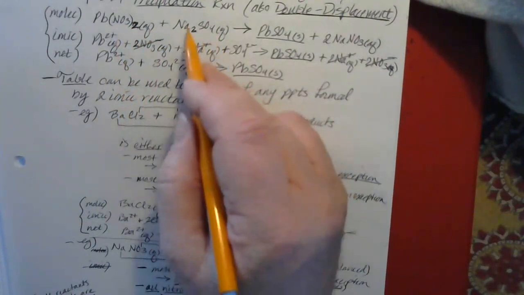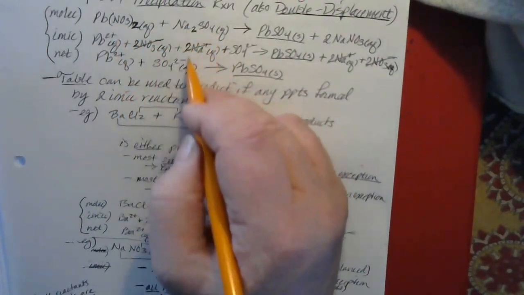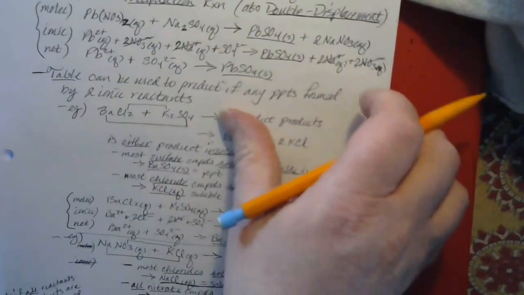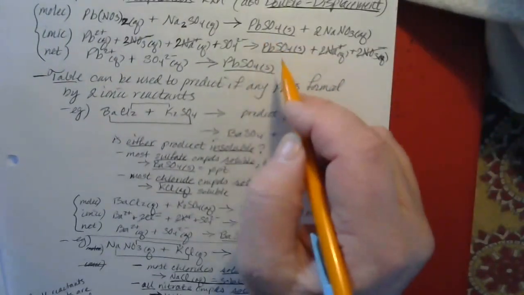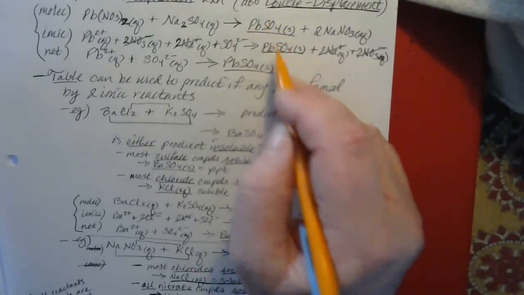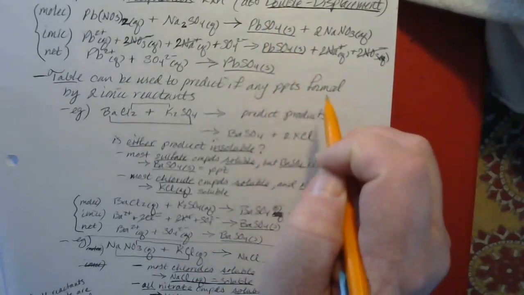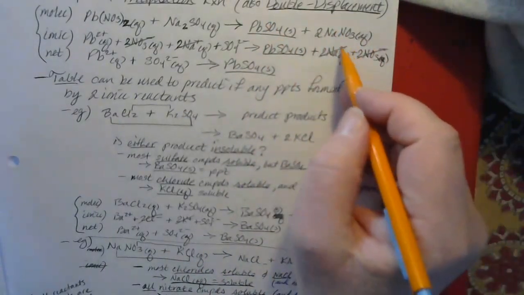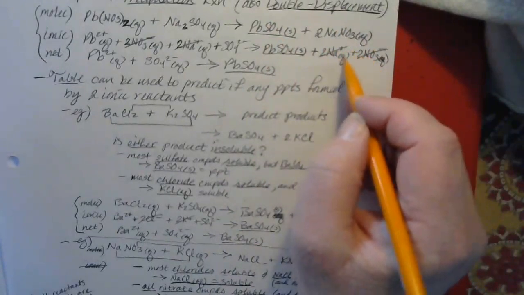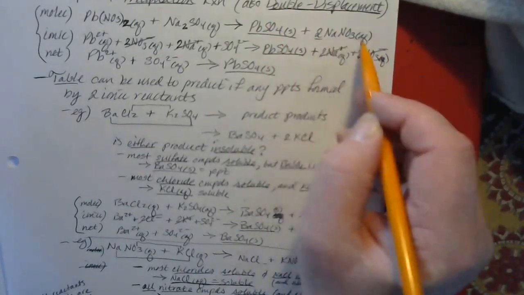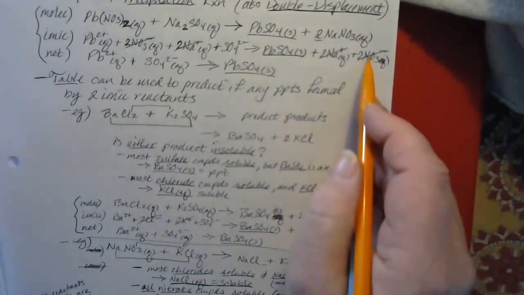The sodium sulfate, you'll get 2 Na plus ions plus the sulfate ion. And from the lead sulfate, you'll get lead sulfate solid, because that's the way it really is in solution. It's not soluble. And then the sodium nitrate, of course, will ionize. So you get 2 Na plus aqueous and 2 NO3 minus aqueous. Remember, the coefficient applies to everything in the formula.